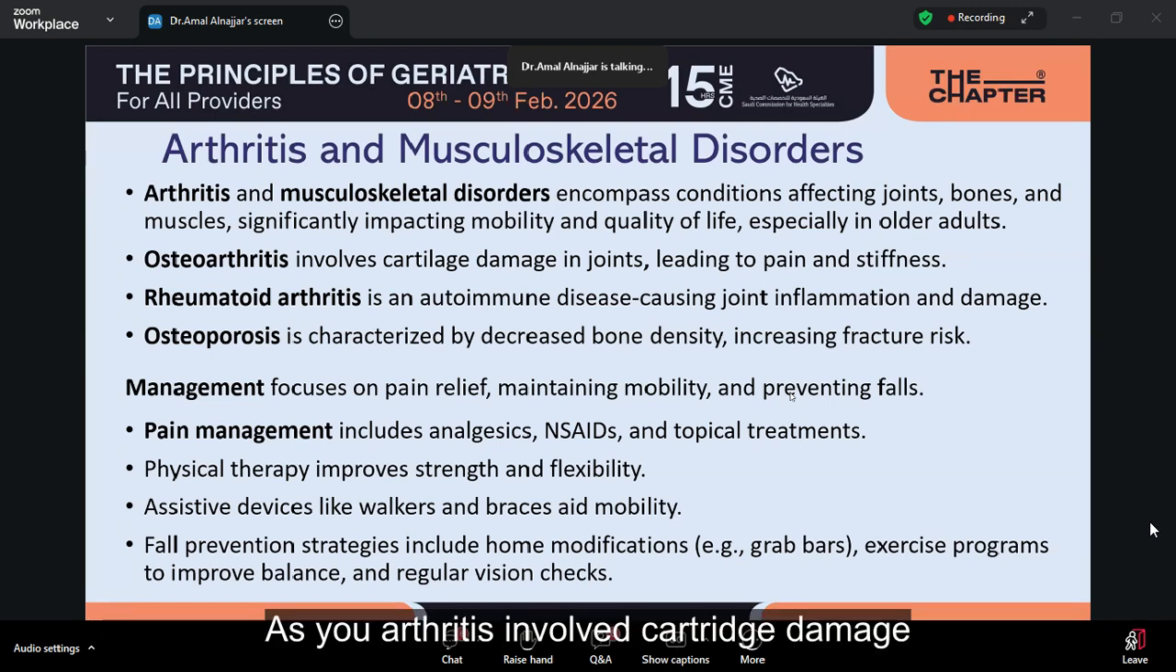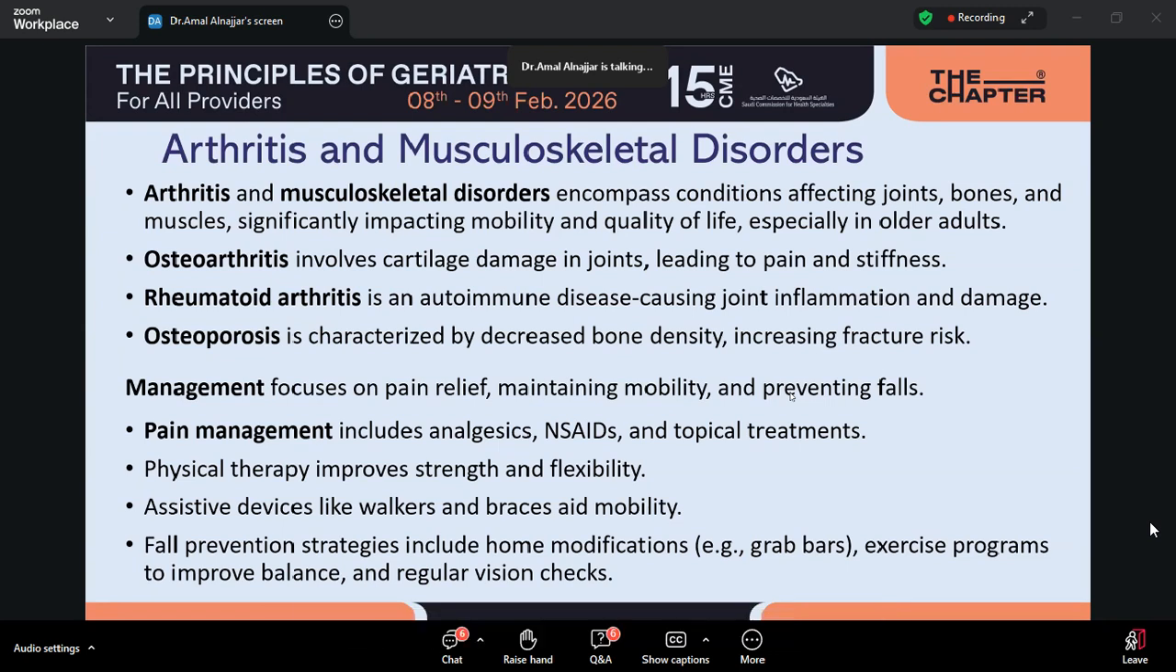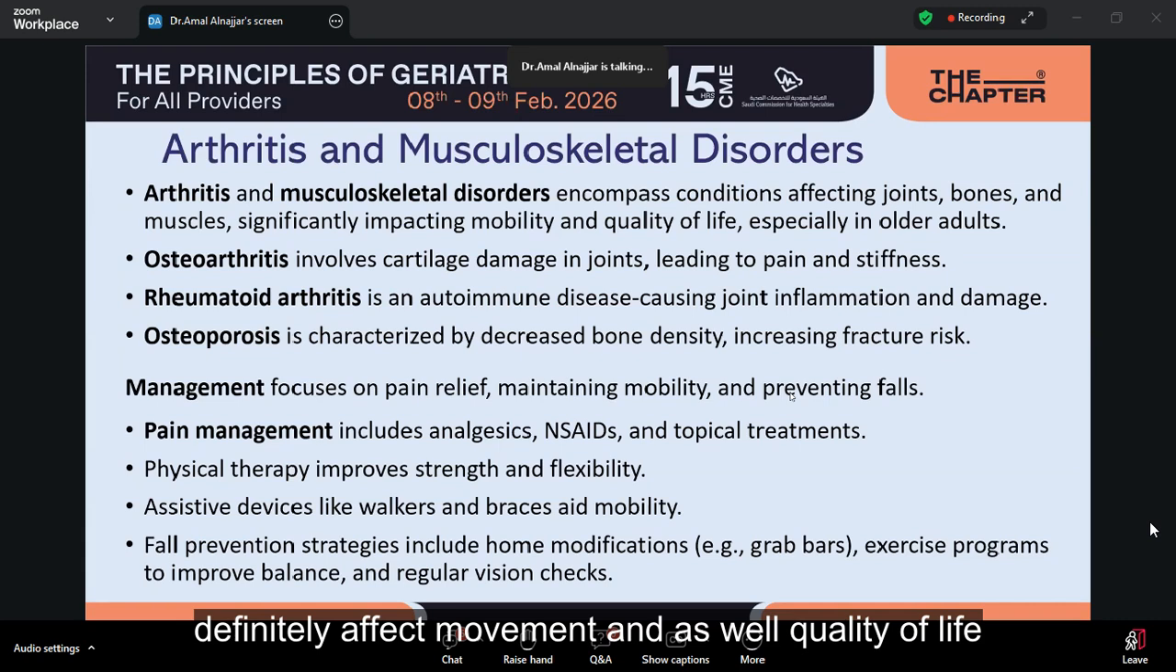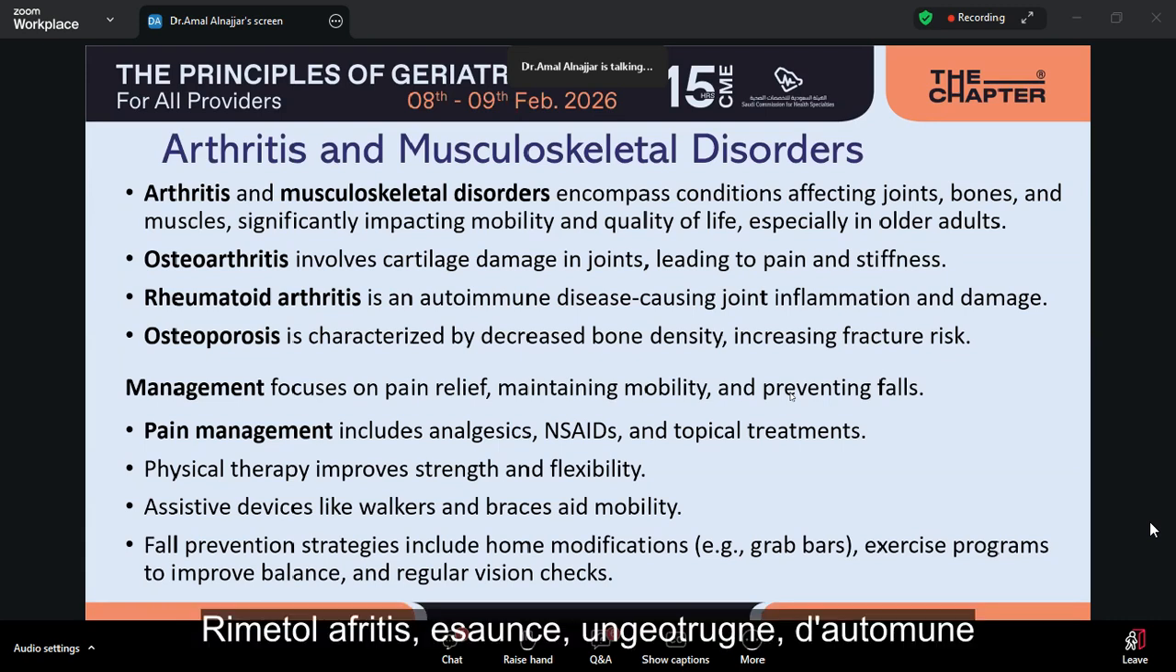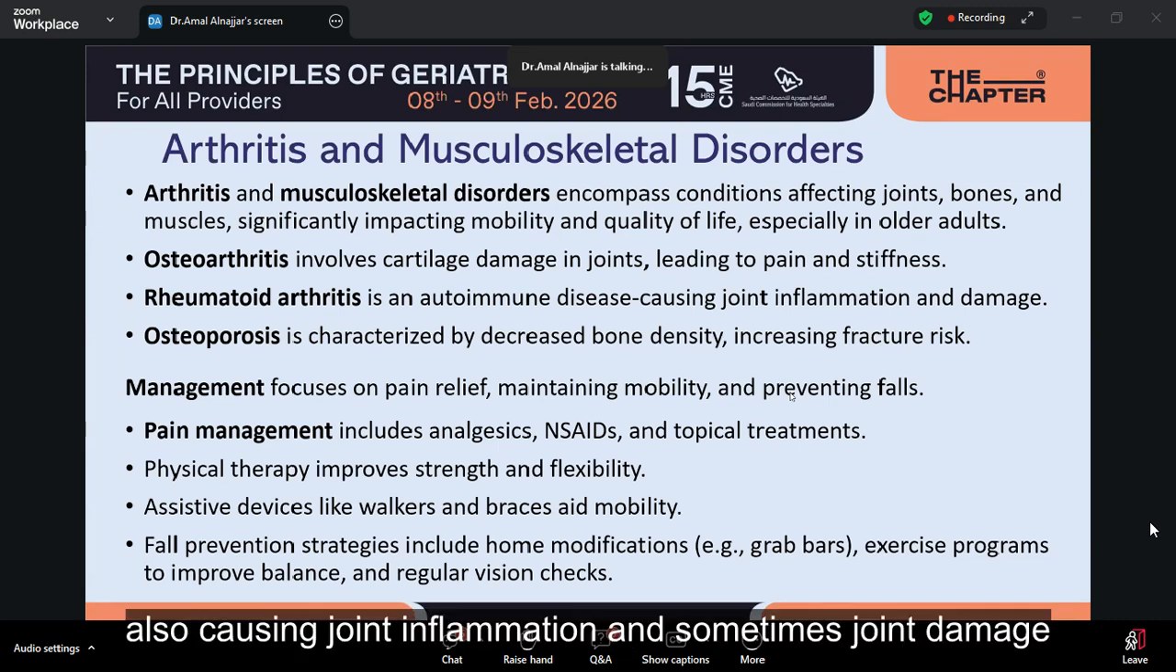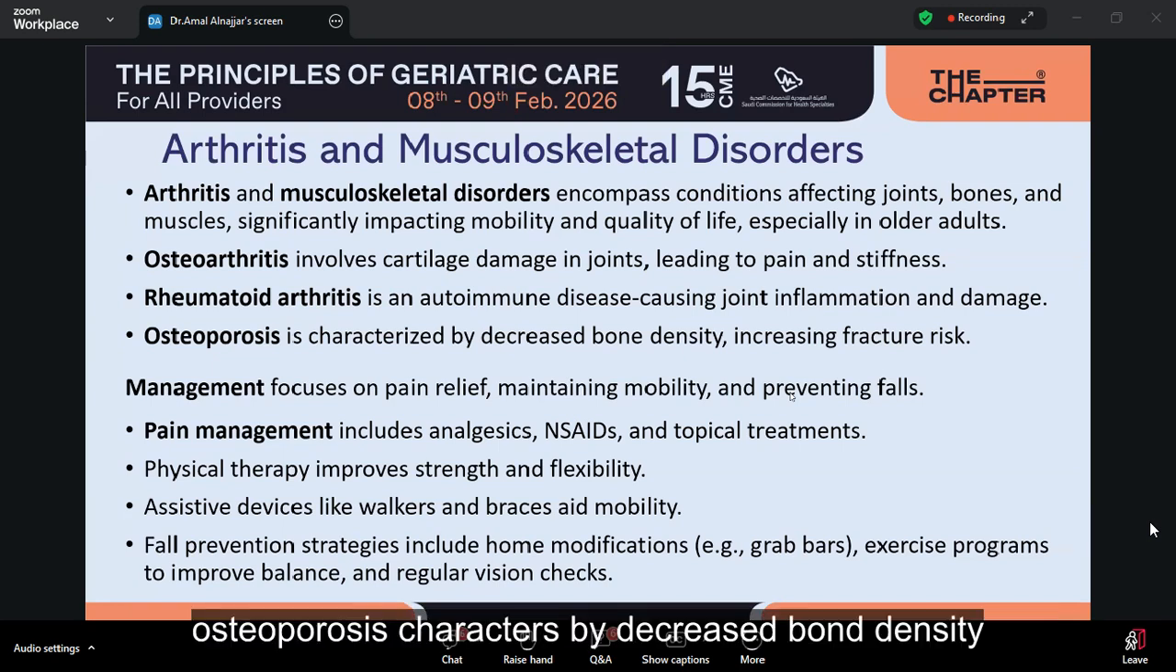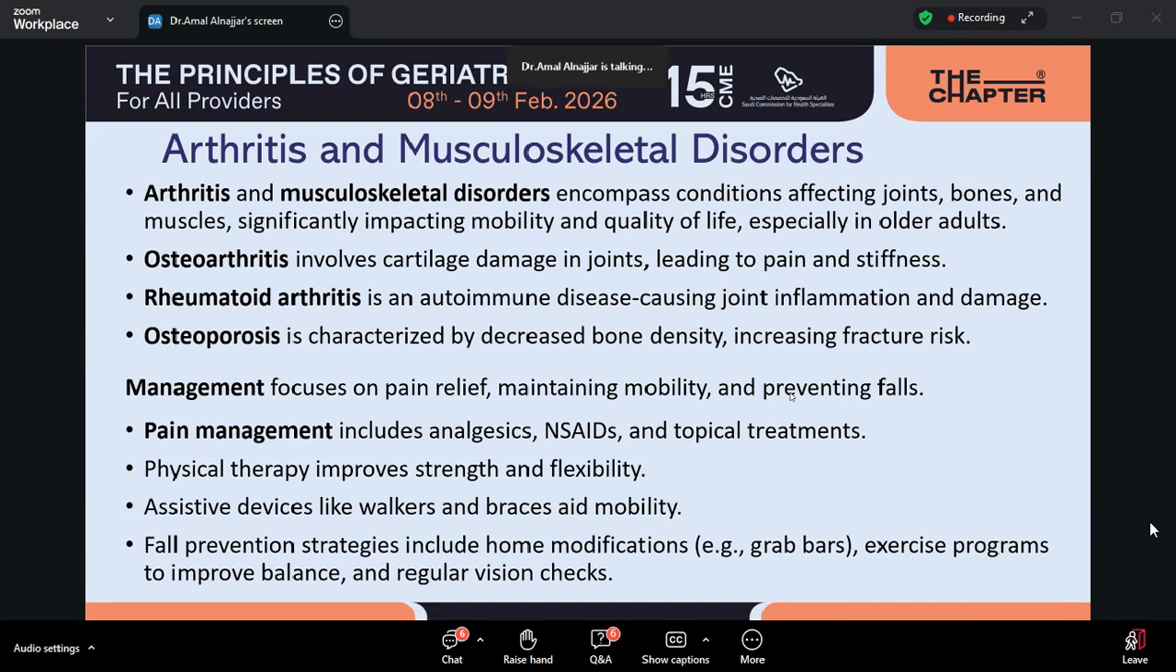Osteoarthritis involves cartilage damage in joints, and this is considered an advanced case, leading to pain and stiffness, and definitely affecting movement and quality of life. Rheumatoid arthritis is considered an autoimmune disease, usually also causing joint inflammation and sometimes joint damage. Osteoporosis is characterized by decreased bone density, increasing fracture potentiality.